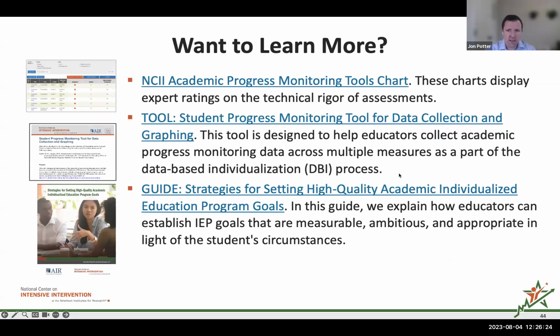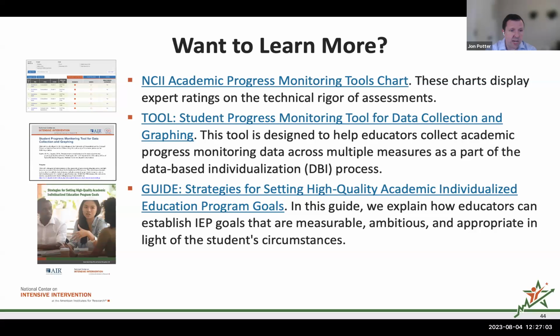All right. So again, lots of information. Progress monitoring is kind of a heavy topic. There's a lot of technical pieces to it, but I'll just share a couple resources here and then open it up for a few last questions if you have them. So I mentioned the NCII Academic Progress Monitoring Tools chart. If you don't already have a tool, it can help you select one and look at the research behind some of those. NCII also has a specific progress monitoring graphing tool. So if you don't have a database that graphs it for you, you can use their tool to graph progress monitoring data for your students on IEPs.